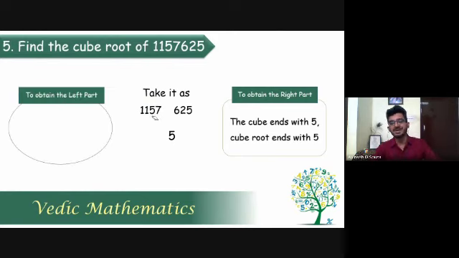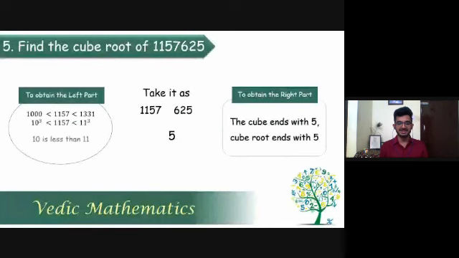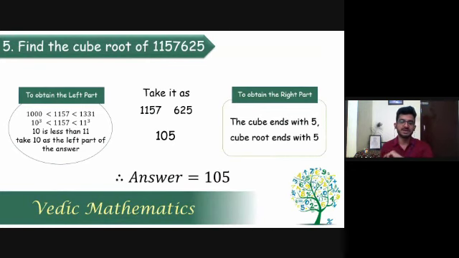Okay, so you know that 10 cube is 1000, and you may have a little trouble in finding 11 cube. But it's evident that definitely it's lying in between 10 cube and the next one, and 10 itself is smaller, so you can write 10 there. So you get 105 as the cube root of 1157625 as the answer. Okay, so you get 105, which is the cube root of the given number.